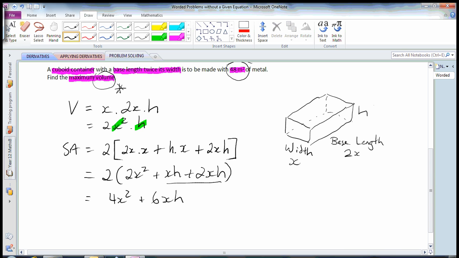Now we know from the question that that is equal to 48 metres squared. So there it is again. So we can put the 48 on the other side of the expression, and what we want to do is isolate the h. So we're going to rearrange and isolate height.